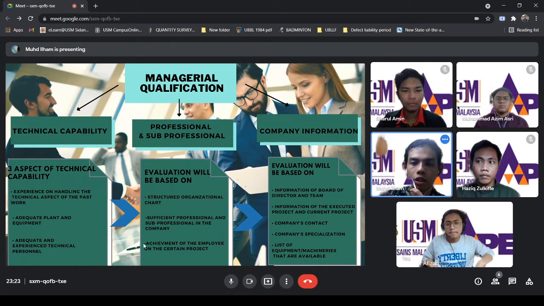Last but not least is company information. Evaluation will also be based on the information of the board of directors and the team of the project. Also, we will evaluate based on the information of executed projects and current projects. We will also evaluate the company contact, company specialization, and the list of equipment and machineries that are available.